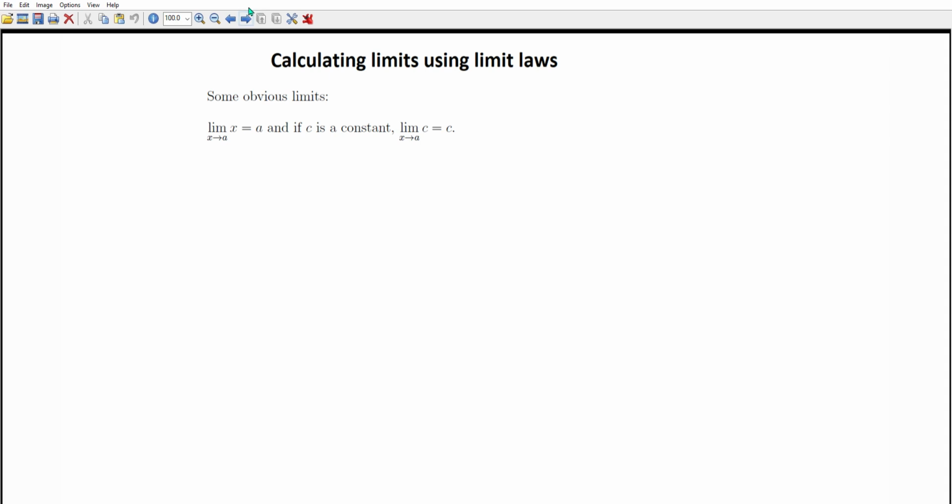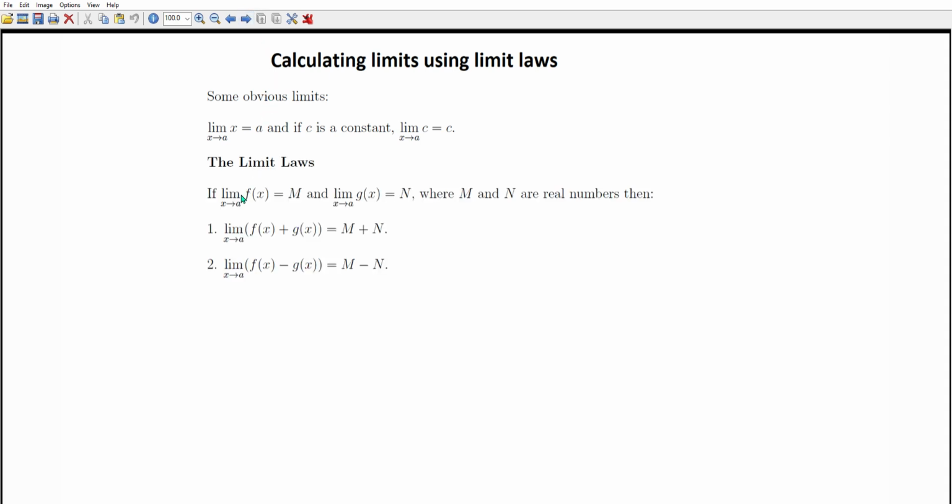Now some formal laws. Assuming the limit as x goes to a of f(x) is m, and the limit as x goes to a of g(x) is n, where m and n are real numbers, then the limit of the sum is the sum of the limits, and the limit of the difference is the difference of the limits. If you multiply the function by a constant, the effect when you take the limit is that the limit gets multiplied by that same constant.